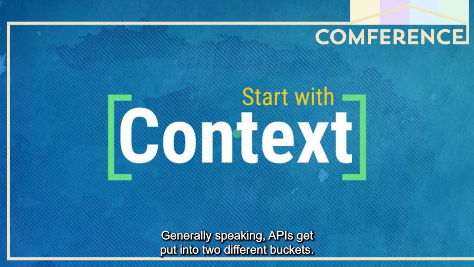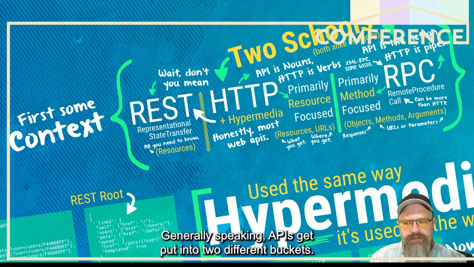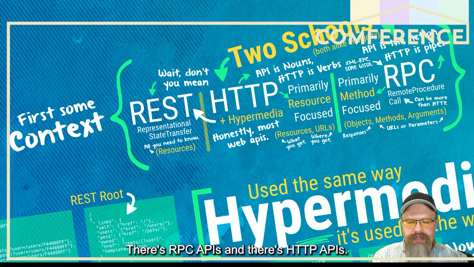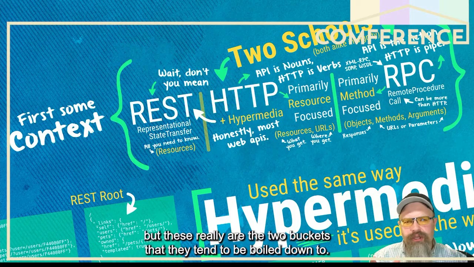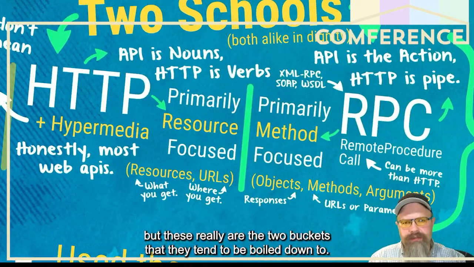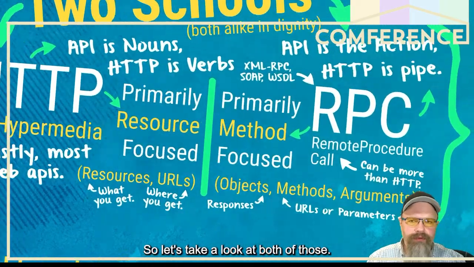Generally speaking, APIs get put into two different buckets. There's RPC APIs and there's HTTP APIs. Now, people may refer to HTTP APIs or web APIs as different things, but these really are the two buckets that they tend to be boiled down to. So let's take a look at both of those.